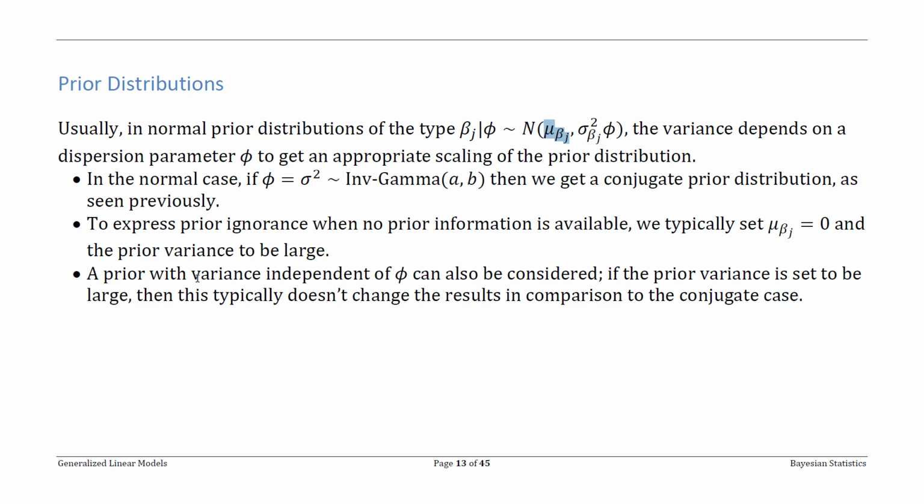A prior with a variance that's independent of phi, in other words a prior that doesn't depend on this dispersion parameter phi, can also be considered. And as long as your prior variance is large, this is probably not going to change your results very much. But it's very common to specify the prior distribution for your regression coefficients as a normal distribution where the variance depends on a dispersion parameter phi.